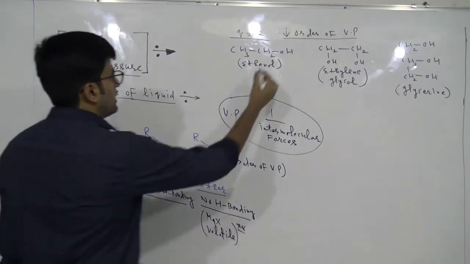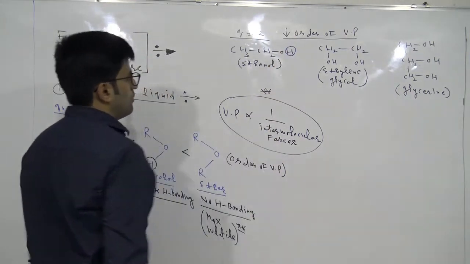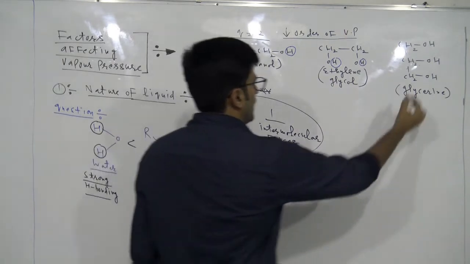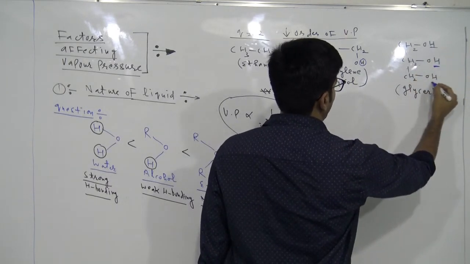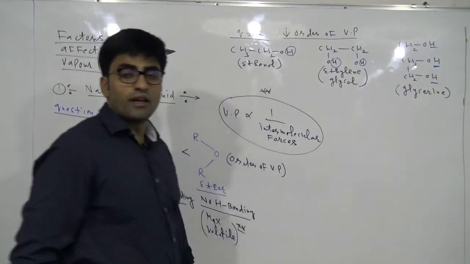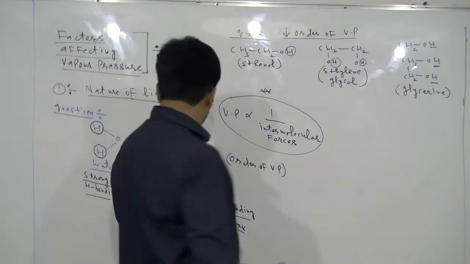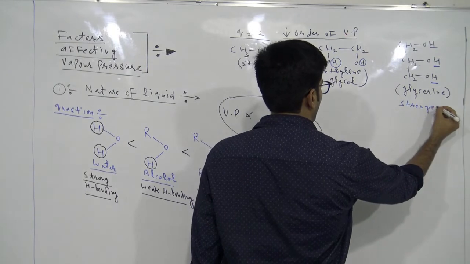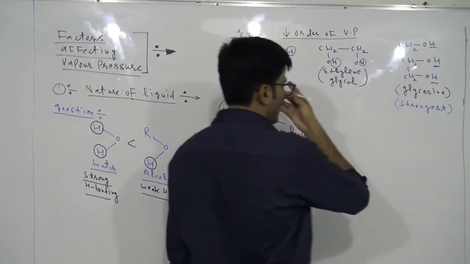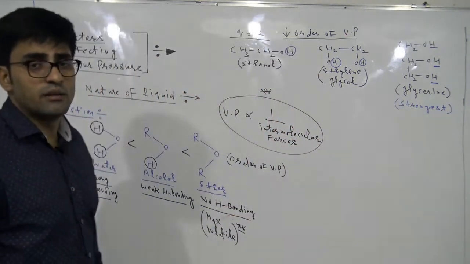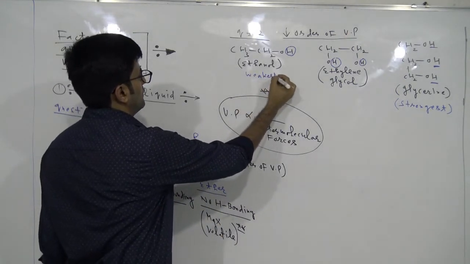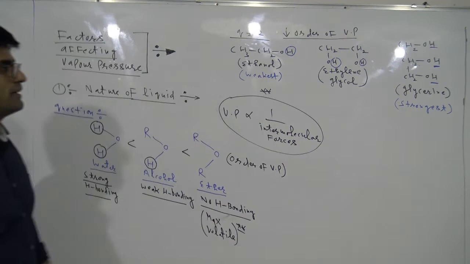So here, how many hydrogen can undergo hydrogen bonding? One hydrogen. Here, how many? Two hydrogen. And here, how many? Three hydrogen, right? So where intermolecular forces are the strongest? Intermolecular forces are strongest in glycerine because three hydrogen can participate in hydrogen bonding, and in case of ethanol it is weakest.